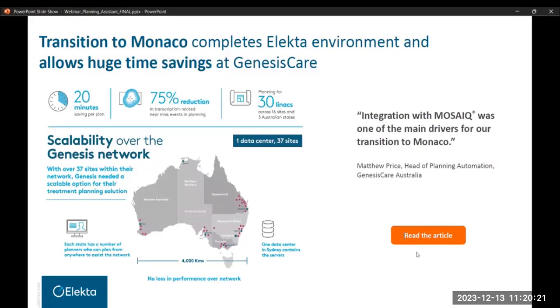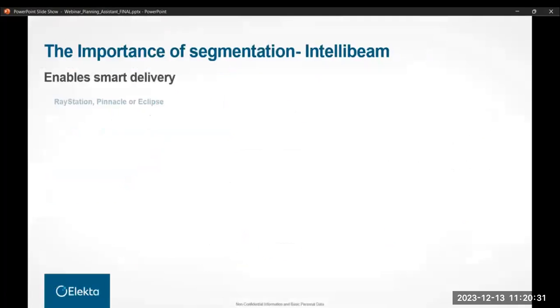And then they're also planning for over 30 Linacs across 16 sites in 3 Australian states. So it's a fantastic article. Please reach out to any of your elected representatives if you'd like to know more.